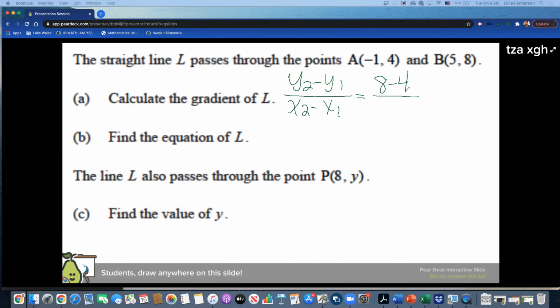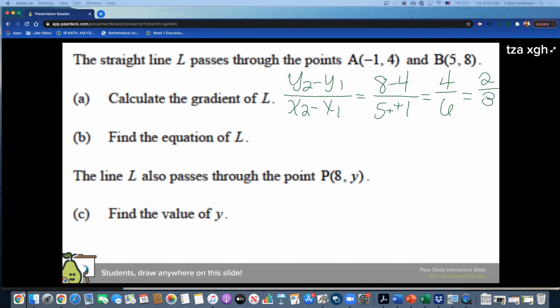That's 8 minus 4 over 5 minus the negative 1. 8 minus 4 is 4. 5 minus the negative 1 turns into a plus, so then I get 6. That reduces down to 2/3. You always want to make sure that you reduce. That is 2/3. Now you have to write the equation of L.